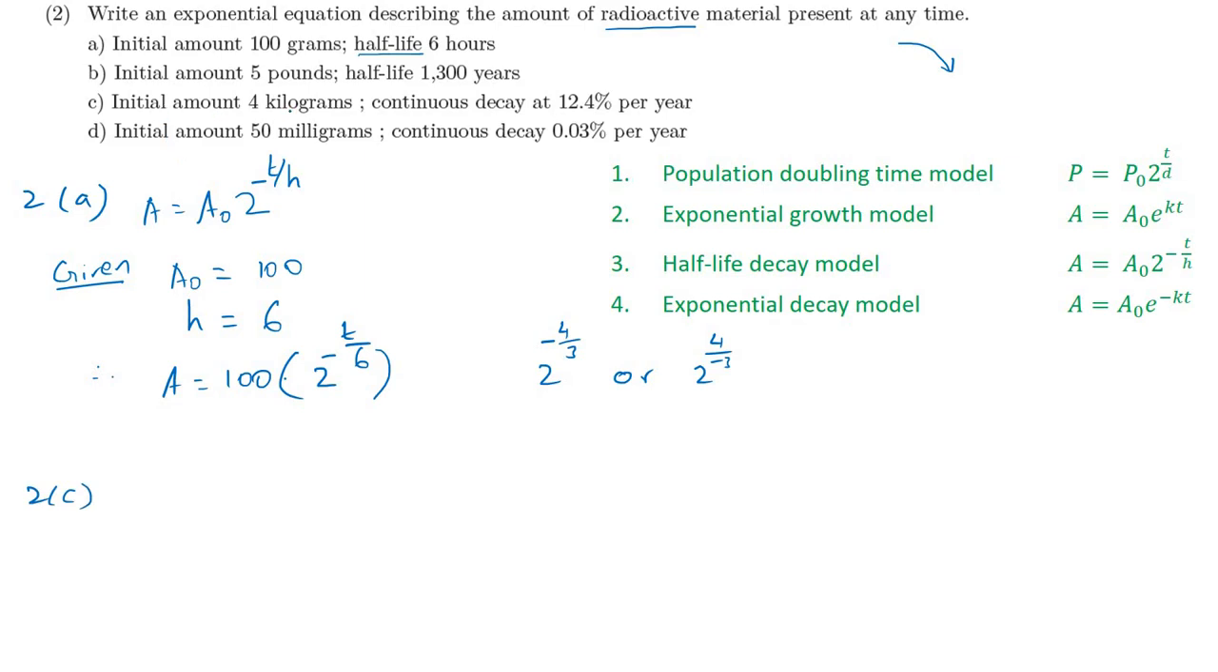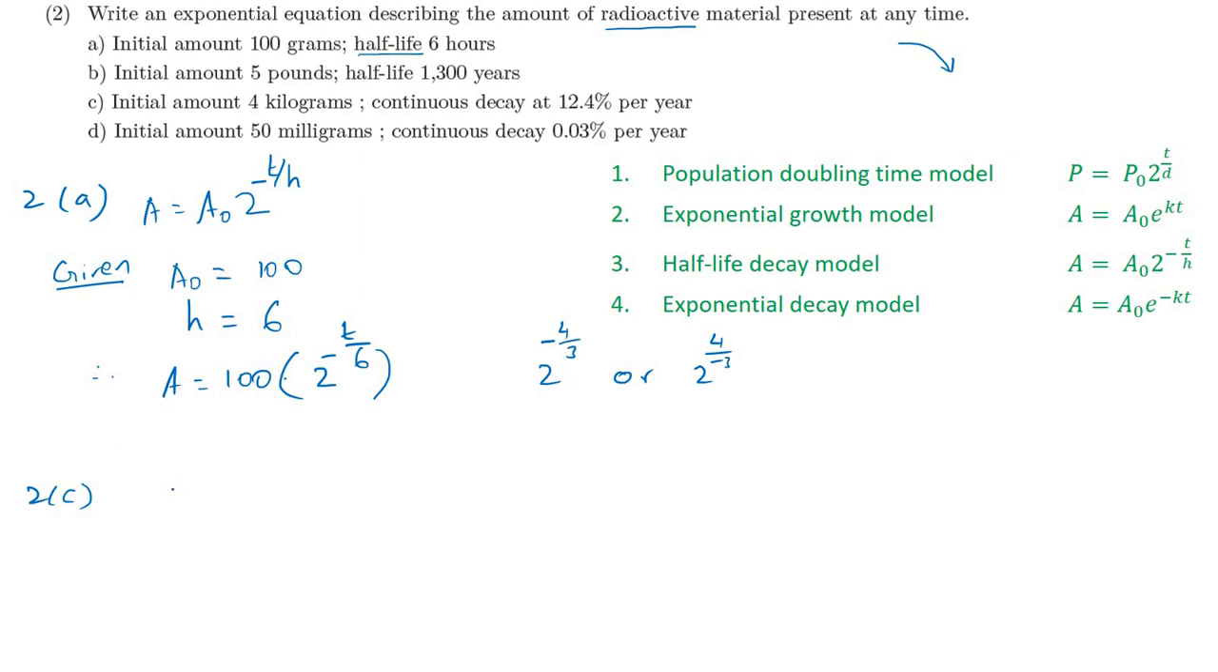Initial amount 4 kilograms. Okay, no problem. Initial amount 4 kilograms, maybe P naught or A naught, I don't know. But here I said radioactive. It is decay. Both decay are A naught only. Next one, continuous decay. The word continuous decay. Is there any half-life? No. That means it is exponential decay model. Okay, so it is number 4.